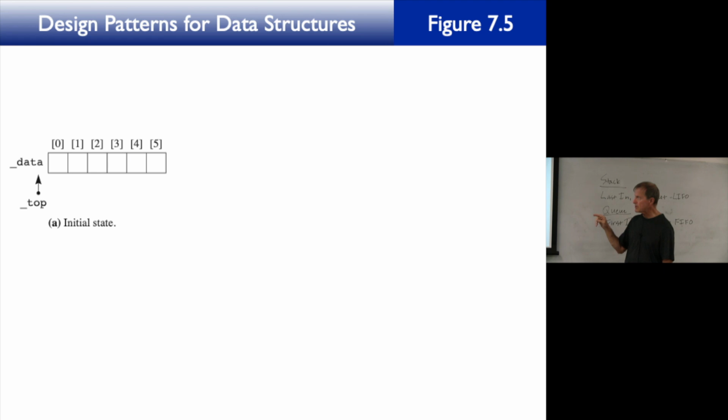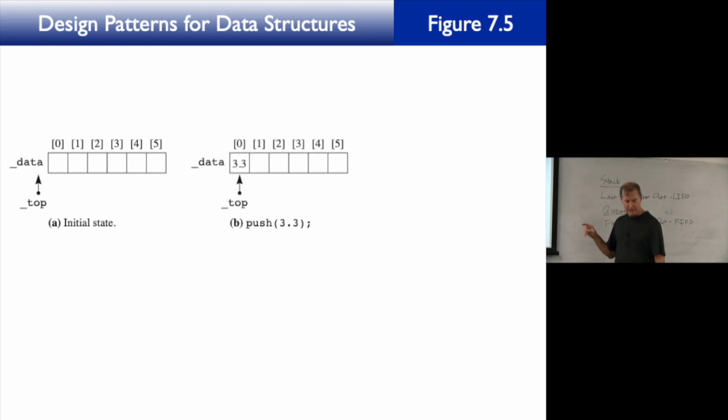It's underscore data sub 0 up to underscore data sub 5. So if this is the initial state, part A shows the initial state. Part B shows what happens if you push 3.3. So how do you suppose, what's the code going to be? How do you push onto the stack? What does the code have to do for push?